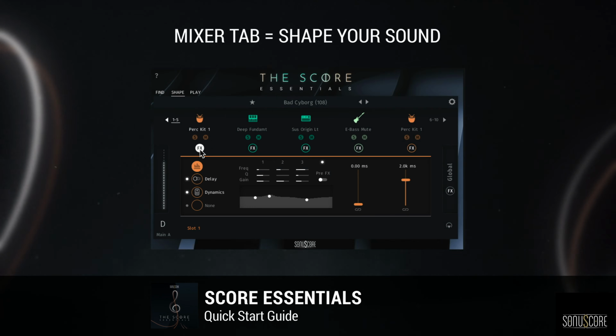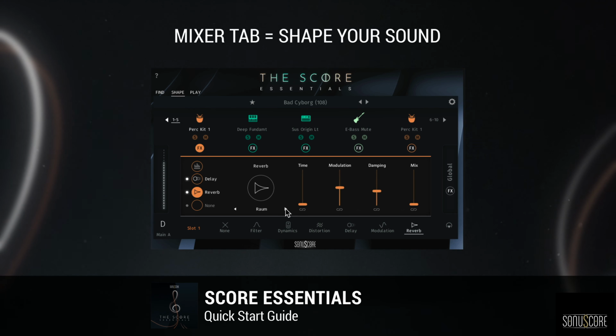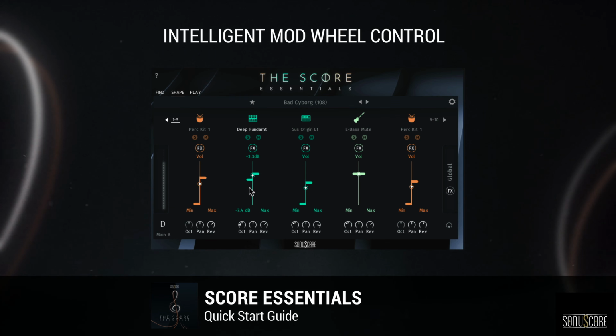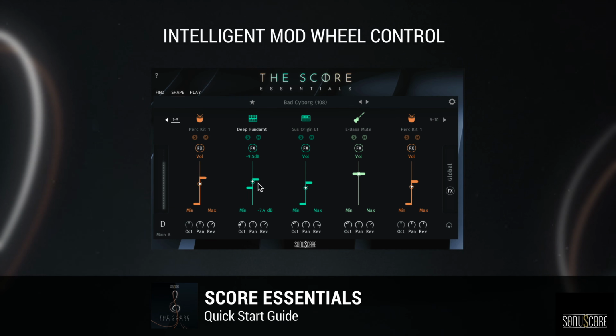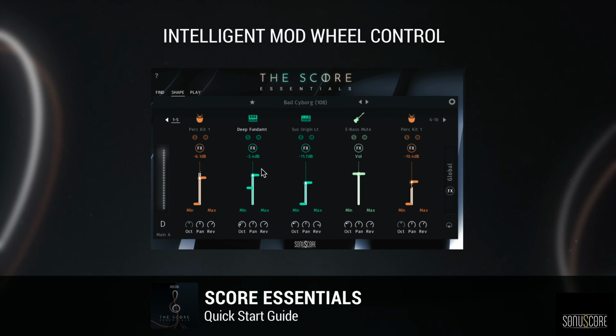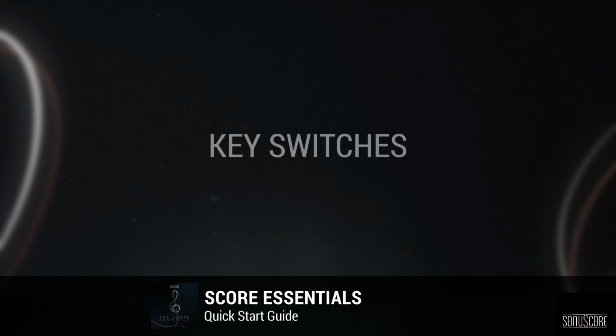In the Mixer tab, you can adjust the volume of each individual slot, add EQ, compression, and reverb, and shape your overall mix with precision. As a unique feature, each slot includes 2 volume faders, one for the low mod wheel position and one for the high position. This lets you define how much each layer changes as you move the mod wheel. Great for building smooth, dynamic crescendos or adding subtle motion across your mix. All effects settings are also per slot, allowing for a truly custom sound.